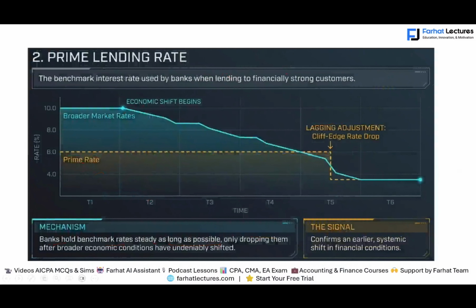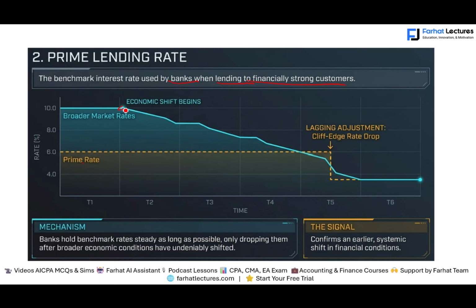The second indicator is the prime lending rate. And what's the prime lending rate? It's the interest rate used by banks when lending to financially strong customers. Now, why is this a lagging indicator? This is a lagging indicator because banks don't immediately change their lending rate when the economy shifts. They don't do it immediately.